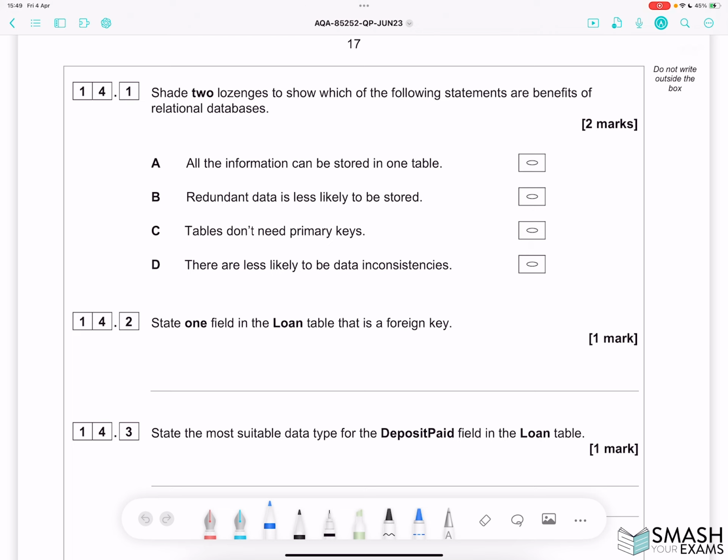A, all the information can be stored in one table. No, that would mean it's a flat file database. B, redundant data is less likely to be stored. Yes, that's one of the key purposes of a relational database. C, tables don't need primary keys. Nope, that is unfortunately false. D, there are less likely to be data inconsistencies. Yeah, that again is really important in databases.